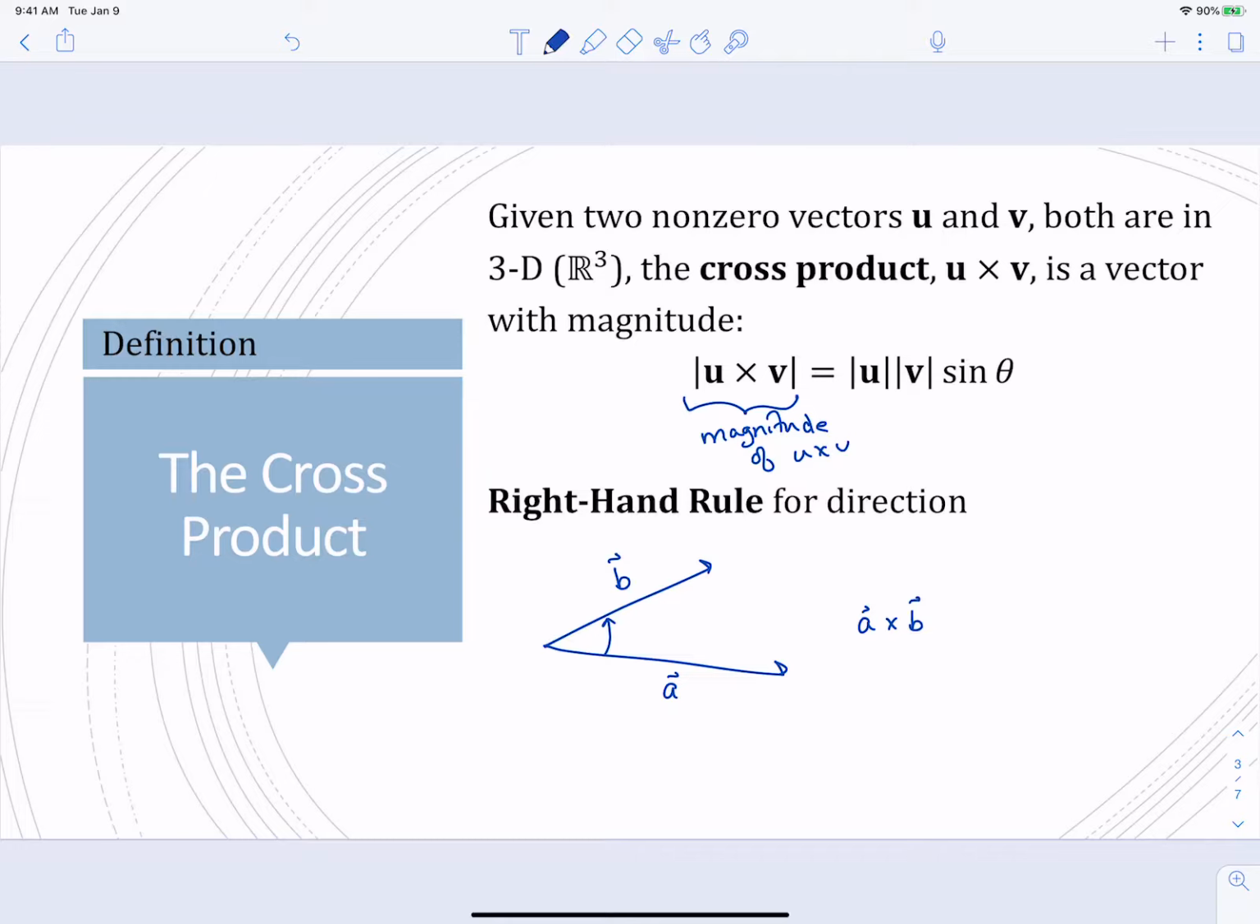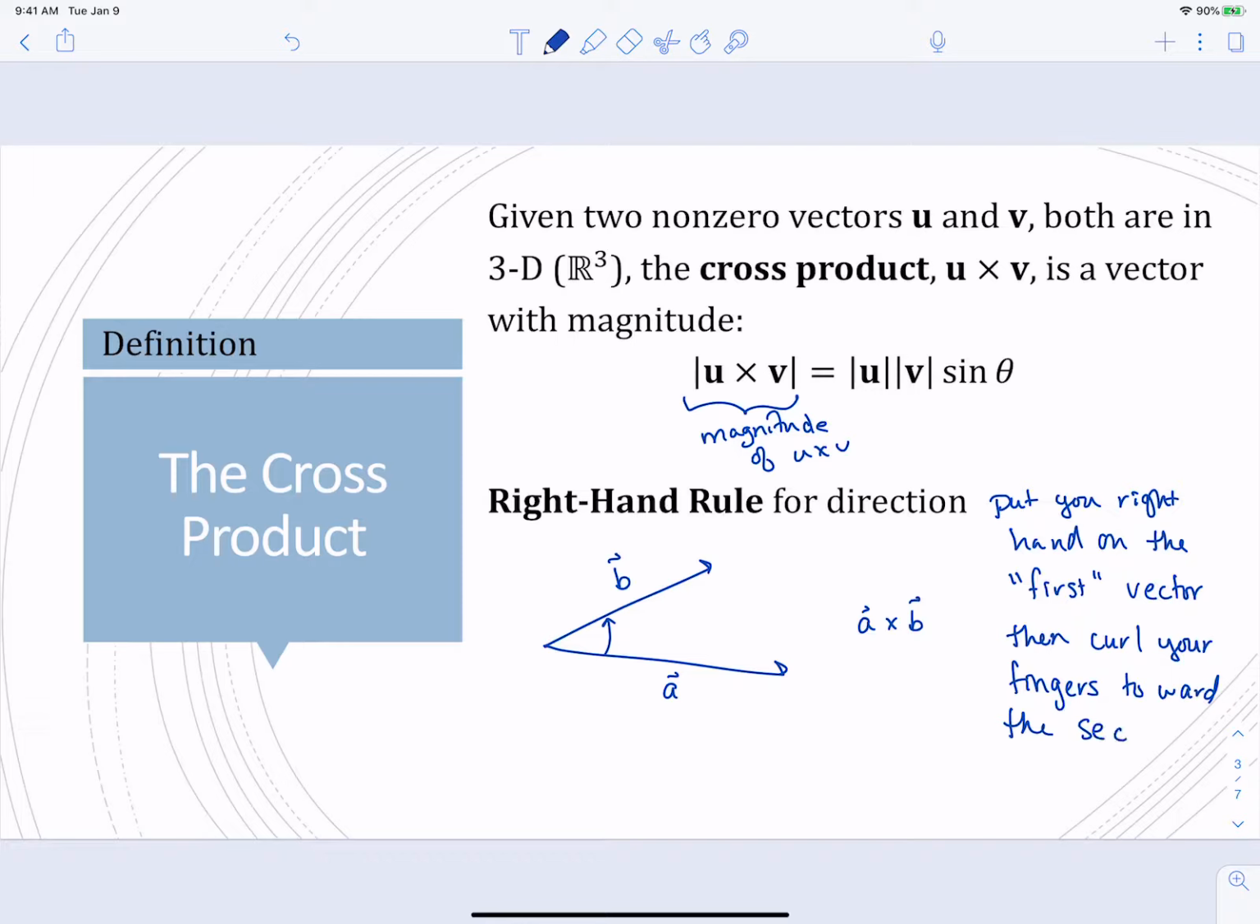I put that arrow there not necessarily to talk about the angle, but to talk about where we're starting and where we're going. We're going from A to B in terms of the cross product. So how you can find that direction is you put your right hand on that first vector, in this case A, and then curl your fingers toward the second vector, which in this case is B.